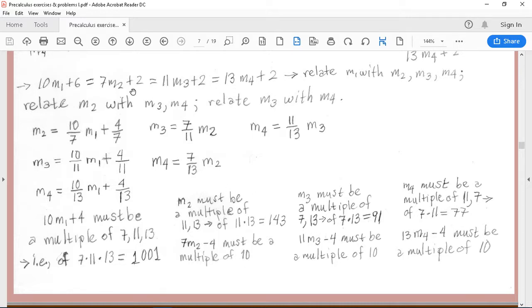In the same way, if you take this expression and this expression, you have that 11M3 minus 4 must be a multiple of 10. And if you take this one and this one, you find that 13M4 minus 4 must also be a multiple of 10.